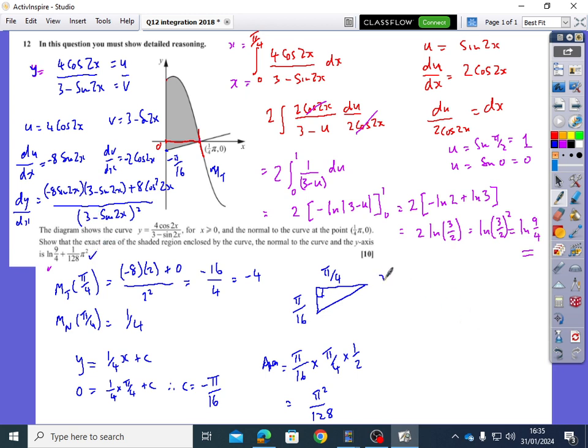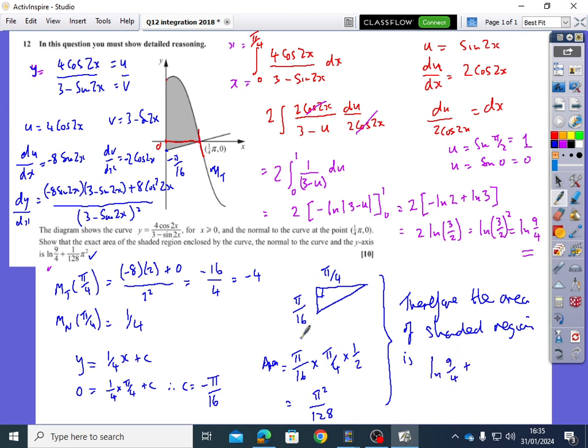And then you can just conclude, therefore, the area of the shaded region is, so this was above the axis, which is ln of 9 over 4, add, and this is below the axis, which is the triangle, pi squared over 128.